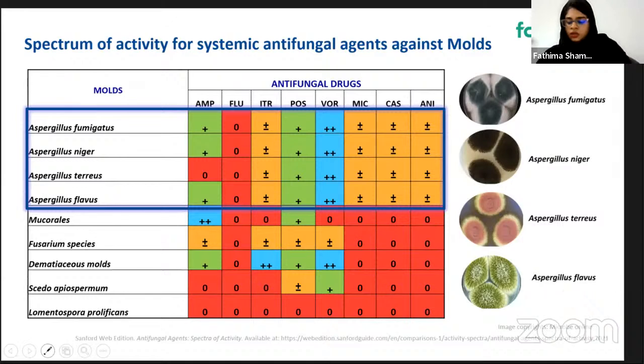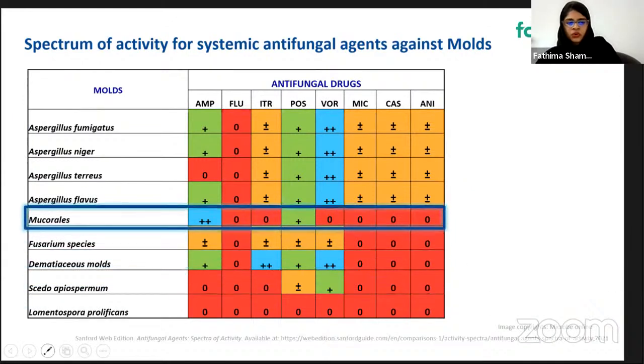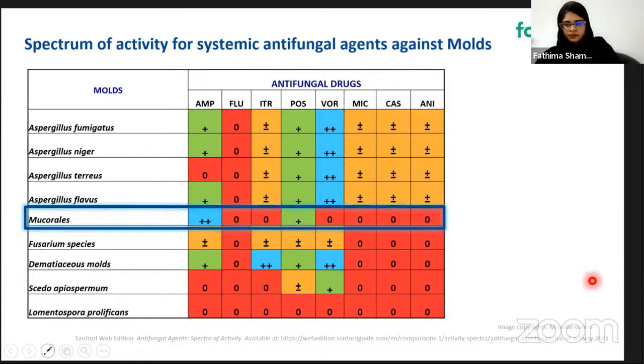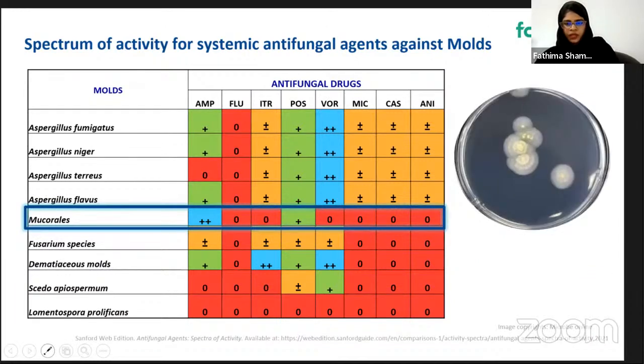Next, we have Mucorales, also known as black fungus. It was quite famous during COVID. I'm sure you might have heard of mucormycosis, which is a serious and fatal infection. Mucorales are susceptible to amphotericin B, as you can see here, and posaconazole. They are intrinsically resistant to voriconazole and echinocandins.